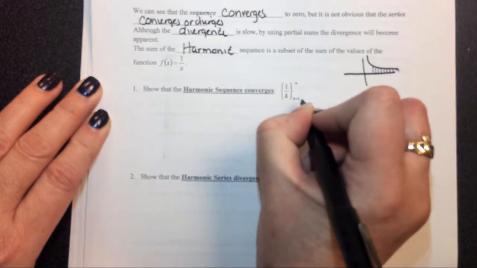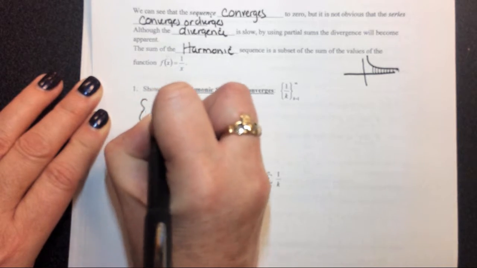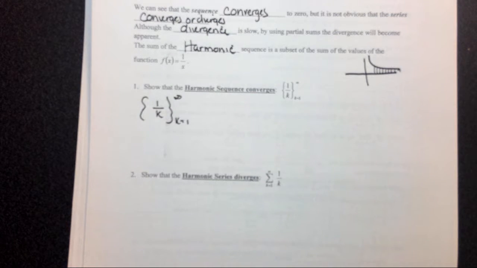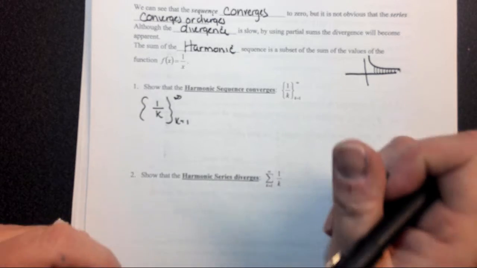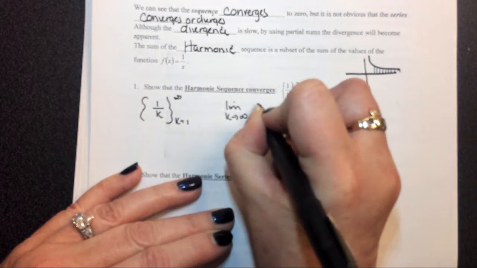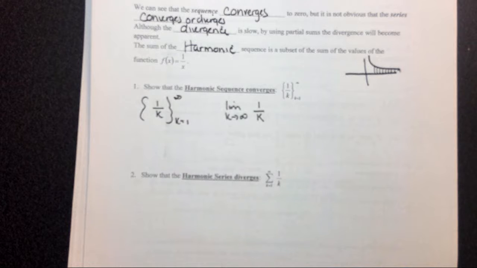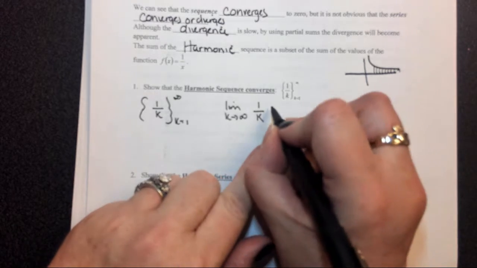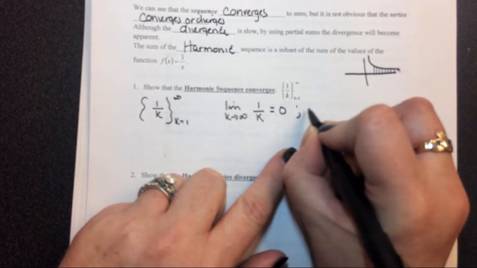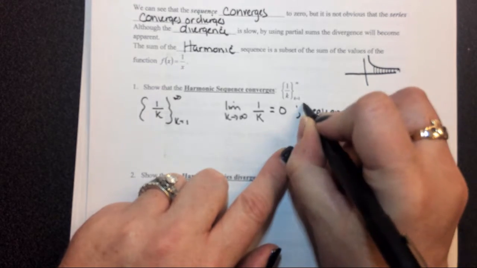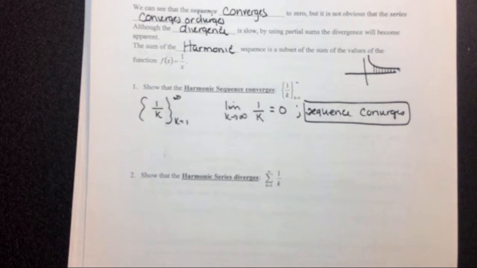Again, when you take a look at 1 over k from k equals 1 to infinity, early in the chapter you talked about how you can find whether or not a sequence converges or diverges. So I'm going to find the limit as k approaches infinity of 1 over k. And what is the limit as k approaches infinity of 1 over k equal to? This is equal to 0. So therefore, what does that tell us about the sequence? The sequence is going to converge. Again, we're talking about the sequence, remember, versus series.